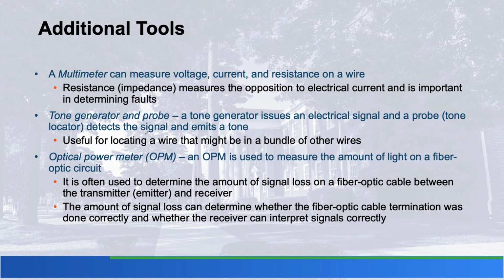Getting down to inside of the actual physical wiring, we can use multimeters to test the voltage, current, and resistance on a wire. We can use tone generators to trace wires through buildings. An optical power meter is used to measure the amount of light on a fiber optic circuit, so we can tell whether the fiber optic circuit is too long or if it's losing signal.